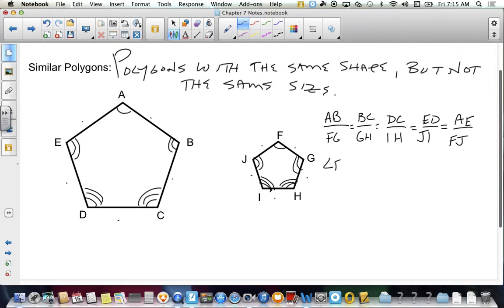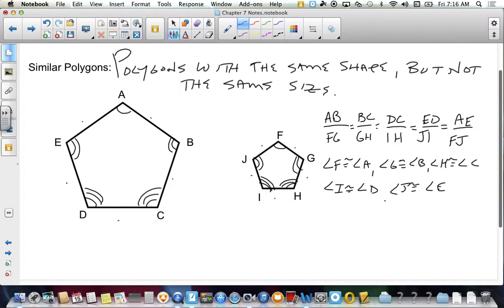Now, if that's all true, and we have all these congruent angles, angle F congruent to angle A, angle G congruent to angle B, angle H congruent to angle C, angle I congruent to angle D, angle J congruent to angle E, and all those sides are proportional, then we can make a statement about similarity.